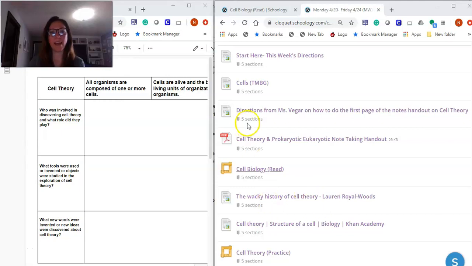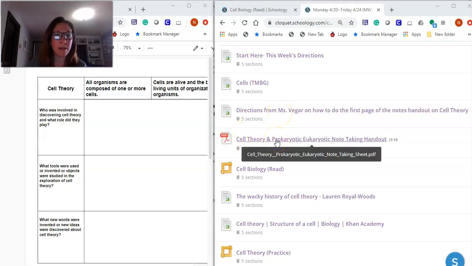All right, hey guys, in life science, and you are looking right now at the directions from Mrs. Vega on how to complete your notes handout. The PDF right here is the notes sheet that I'm talking about, and you'll notice that it's got two parts: cell theory and prokaryotic and eukaryotic cells.